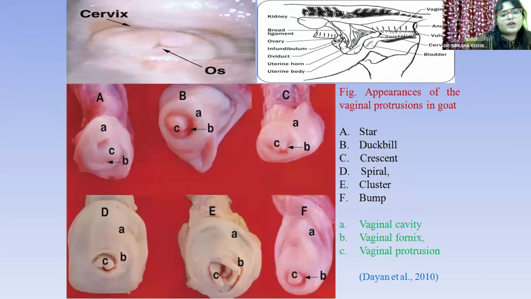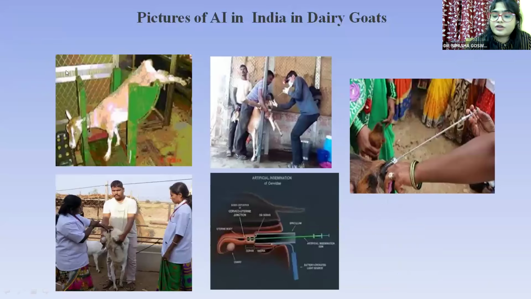Here I have given some images of different types of os or cervix found in sheep and goat. Here you can see it is the cervix, and this portion is known as the os, the mouth of the cervix. Or vagina, sorry.